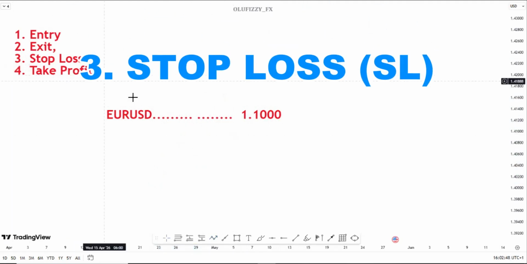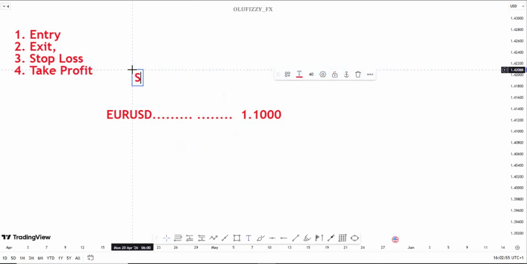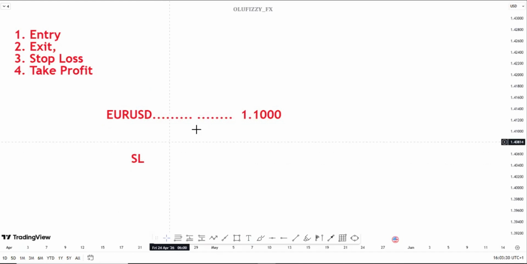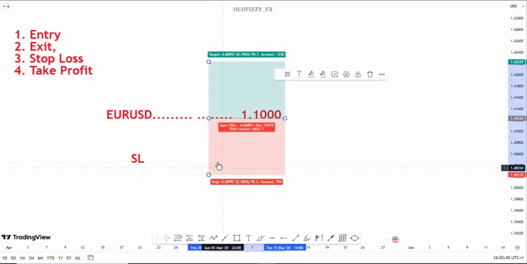Stop loss is also known as SL. You can see SL or stop loss, so it's the same thing. An SL or a stop loss is a price level where your trade automatically closes in loss. You can be in the market or even if you are not in the market, it is a price level where your trade is going to close automatically in loss.